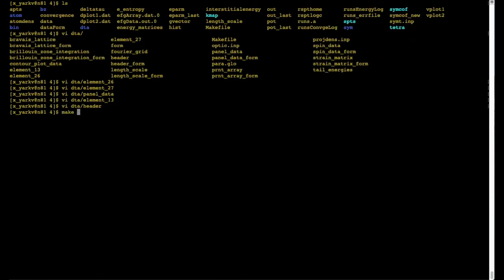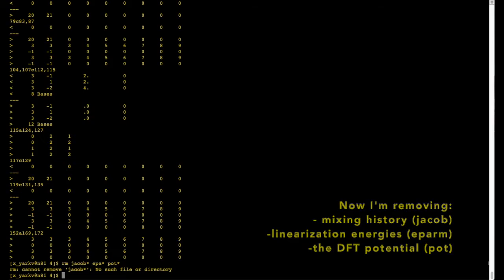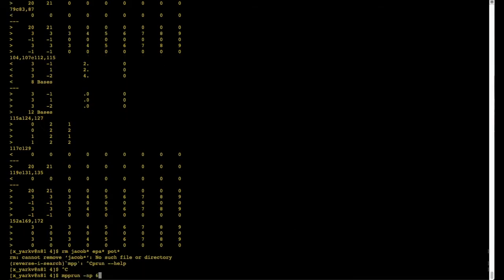At this stage, I think we can just regenerate the data file. So let me start from scratch. And let me run one RSPt iteration.